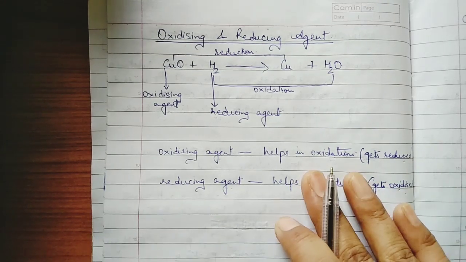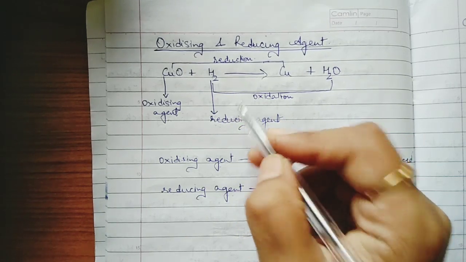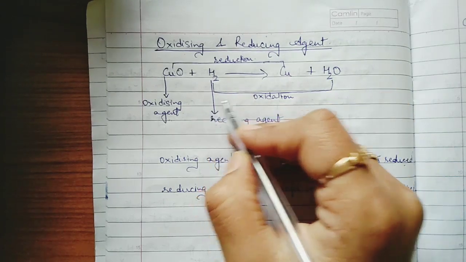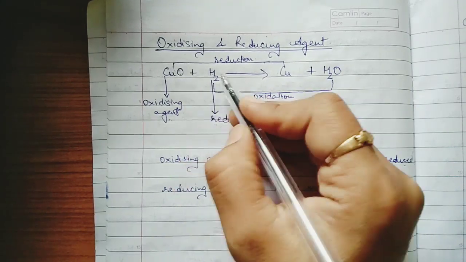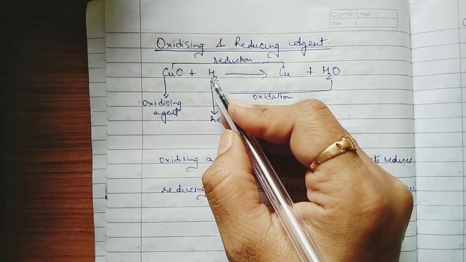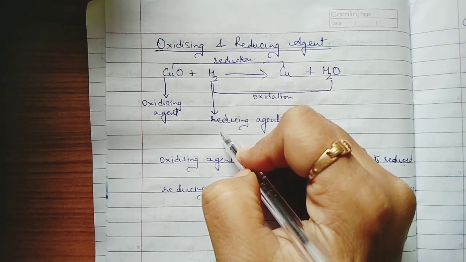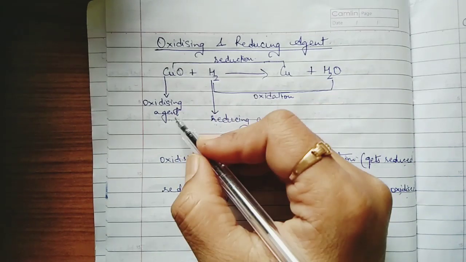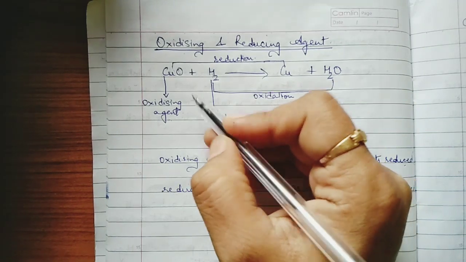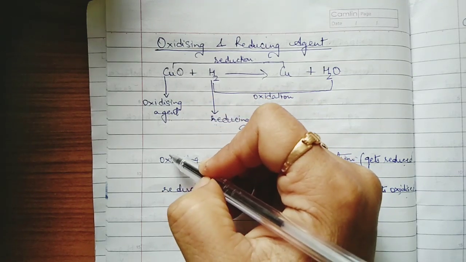So if in any equation you are asked to name the oxidizing agent or the reducing agent, you will see which substance is undergoing oxidation or which substance is undergoing reduction. Here H2 is undergoing oxidation, so it will be acting as a reducing agent. Or if you are asked to name the oxidizing agent, you will see which substance is undergoing reduction. CuO is undergoing reduction, so it will be acting as an oxidizing agent.